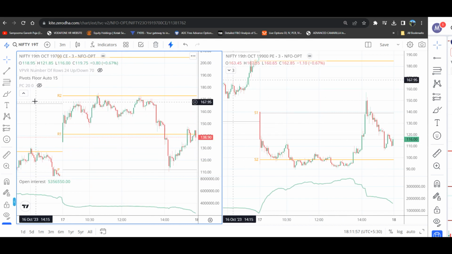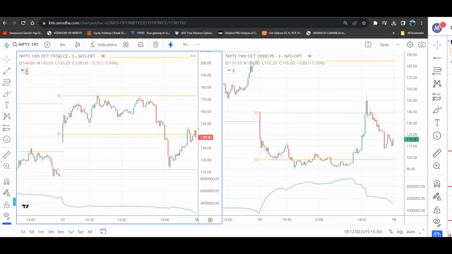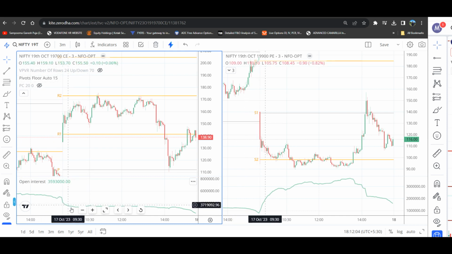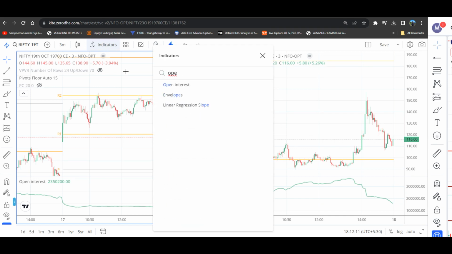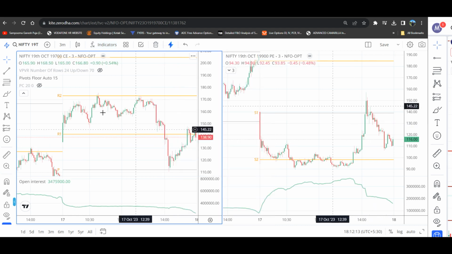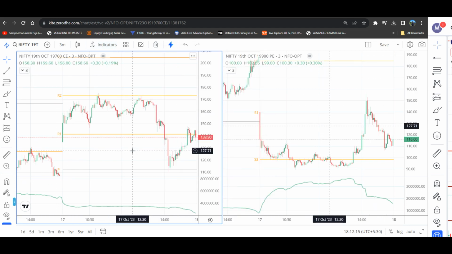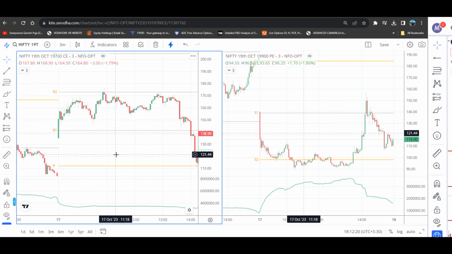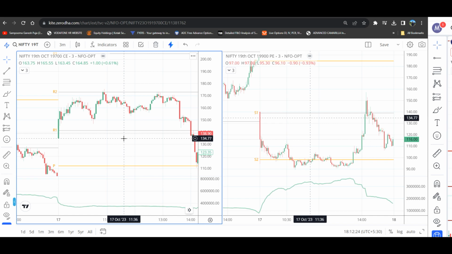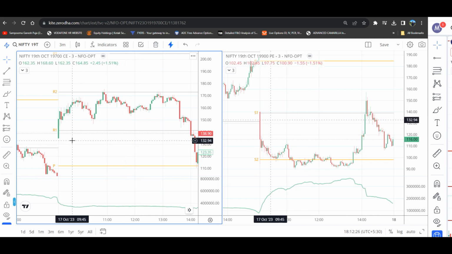Then another important thing which you are adding is open interest. One indicator is there which you will get; you just have to search for open interest, and you will get this indicator here. The strategy is very simple. It is based on price action, nothing much we are doing with any other indicator. We are just looking at the price action and the open interest on the options, right?